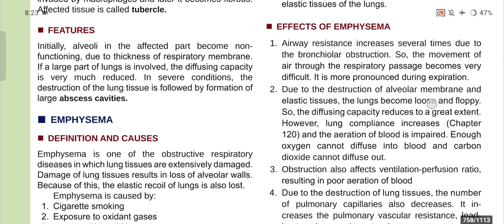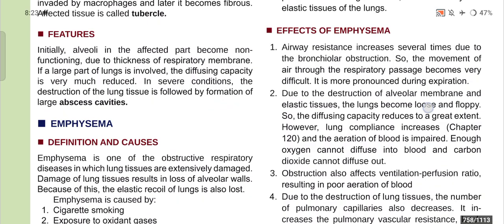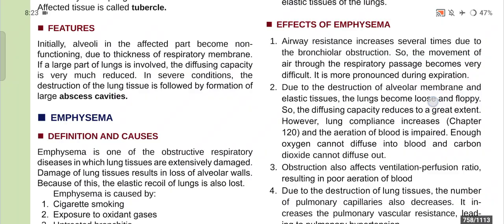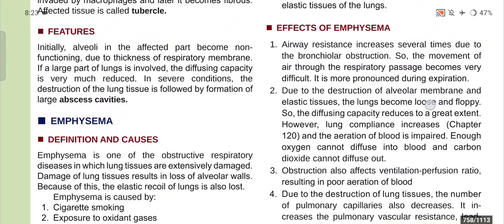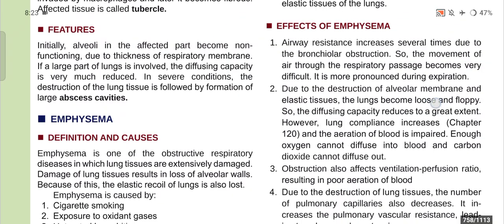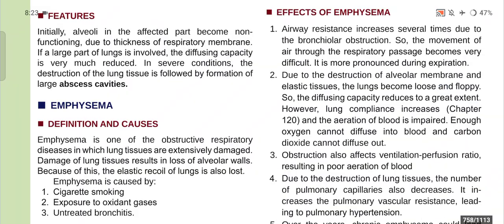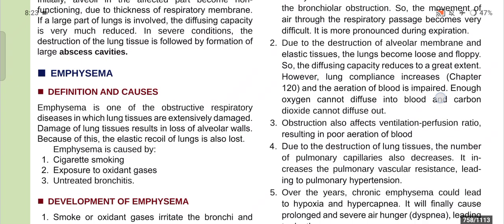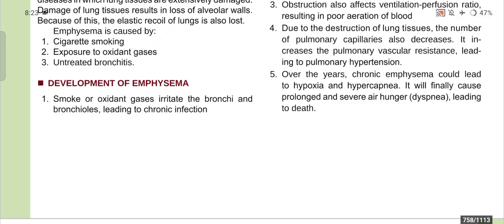Now the last topic is emphysema. What is emphysema? Emphysema is an obstructive respiratory disease in which the lung tissues are extensively damaged, and the damage results in loss of alveolar walls, and because of this the elastic recoil of lungs is also lost. Emphysema is caused by cigarette smoking, exposure to oxidant gases, and untreated bronchitis. Now we have discussed the development of emphysema.